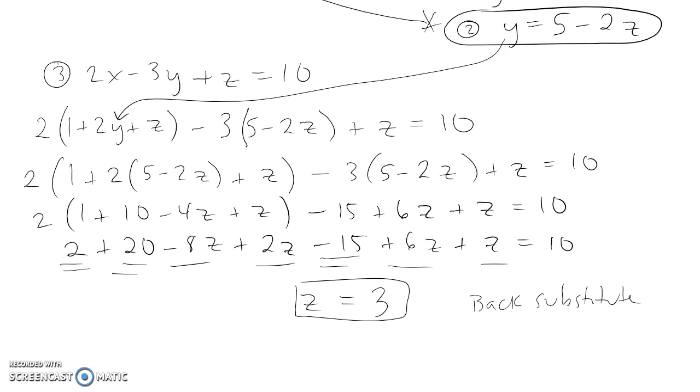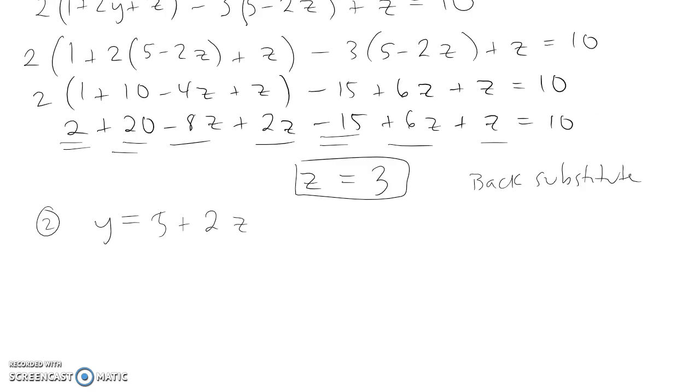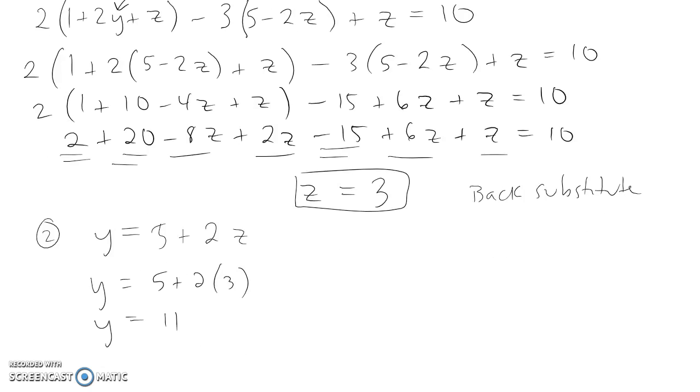I'm going to go back now to equation 2, right? That tells me the value of y in terms of z. Well, now I know what z is. So y is going to be 5 plus 2 times 3. 2 times 3 is 6 plus 5 is 11. That's not right. I think I wrote it with the wrong sign. I did. It's 5 minus 2z. Pardon me about that. So it's 5 minus 6, which is a negative 1.